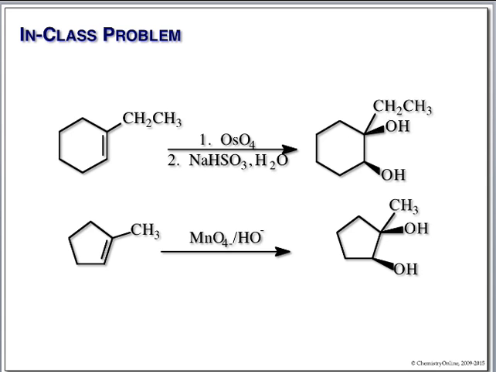1,2-diols, cis stereochemistry, either permanganate or osmium tetroxide. Any questions?